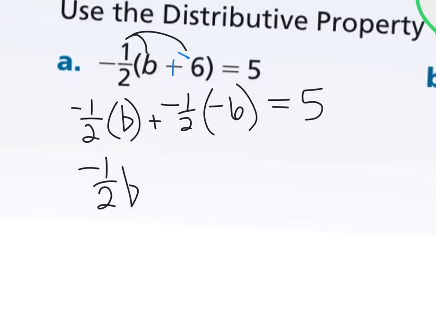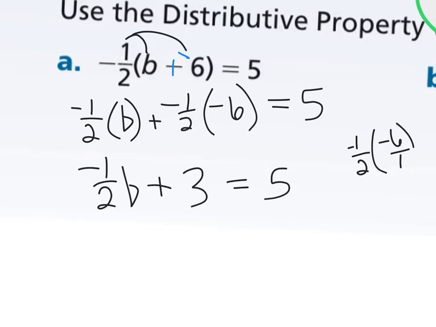All right, so we'll have a negative 1/2 times b. The next part, we multiply negative 1/2 times negative 6. Negative times negative is positive, and basically we're taking half of this then. If we do half of 6, it would be 3. And again, if we're not sure about what's happening there, we can rewrite these: negative 6 over 1. Negative times negative is positive, so that'd be 6 over 2, and then 6 divided by 2 is 3. You'll get the same thing.